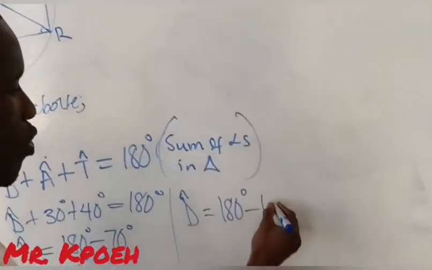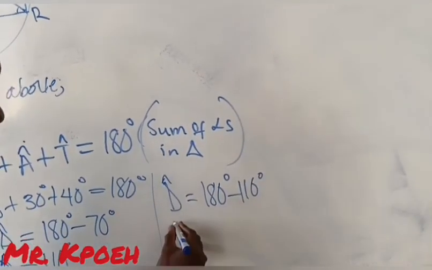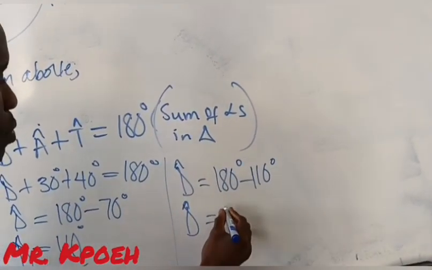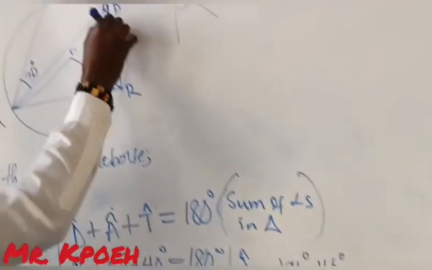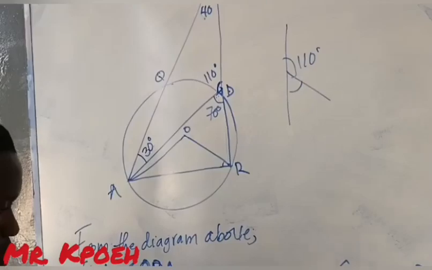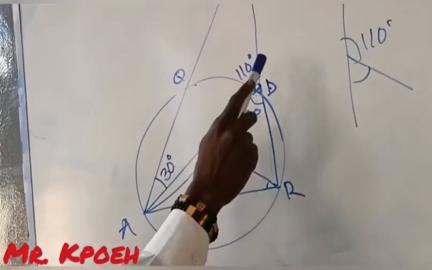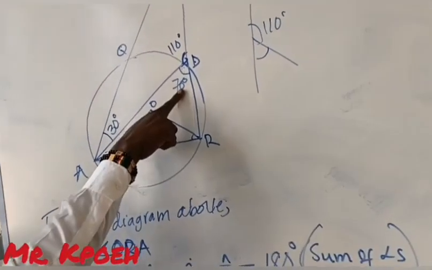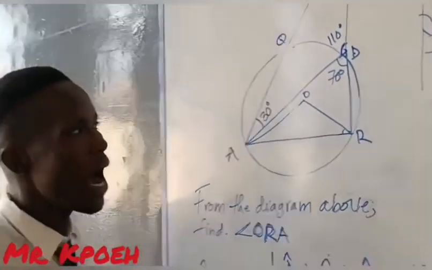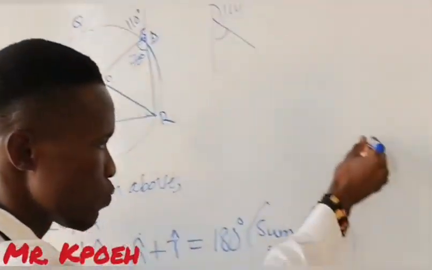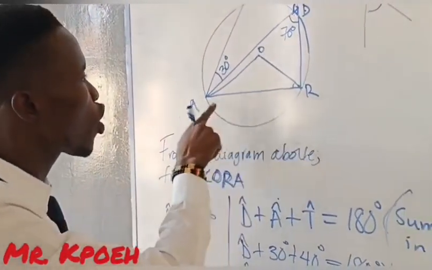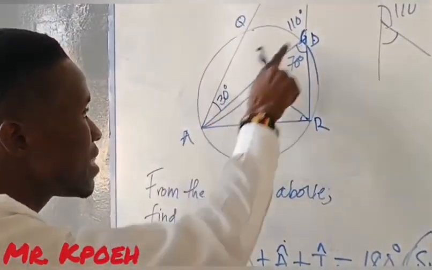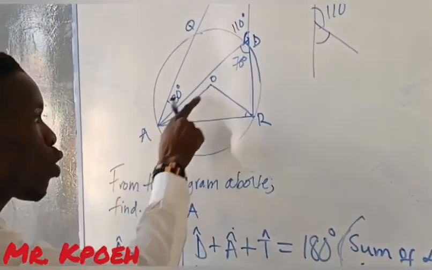So I'll subtract 110 degrees from this. Angle D here will just be equal to 70 degrees. Now, it means inside is 70 degrees. If you look at this angle, let's draw the triangle back. AD arrow. This angle here now is an angle at the circumference. Now, let us find angle AO arrow, because angle AD arrow can help us to find angle AO arrow.